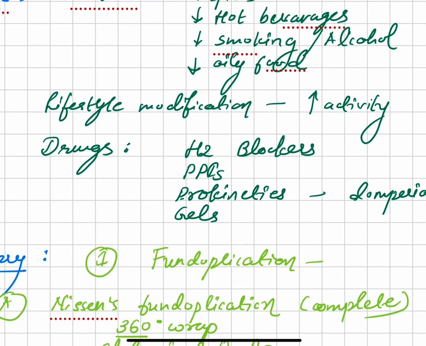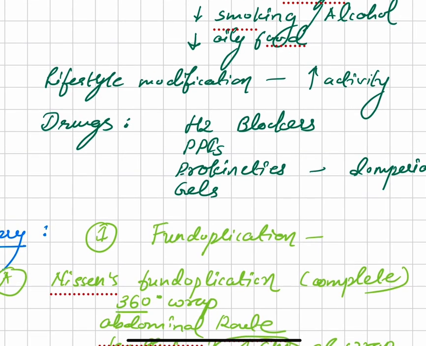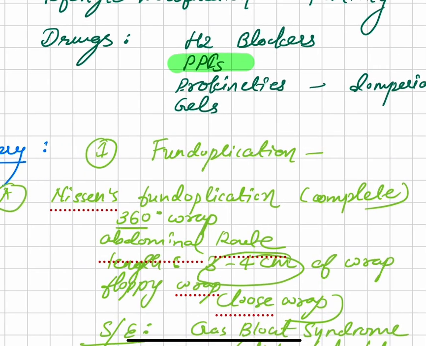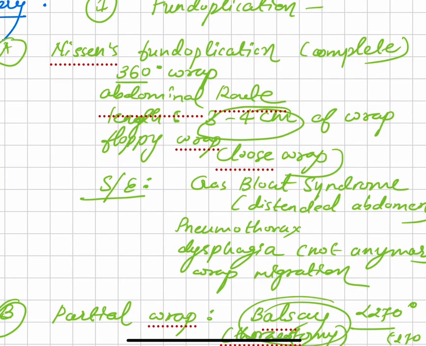We will give the patient medicines like H2 blockers, PPIs, prokinetics and gels. So PPIs are the main line of treatment here. Then the surgery. Nissen's fundoplication is the complete fundoplication, meaning we are doing a 360-degree wrap, and it is done from the abdominal route and it is a posterior flap.